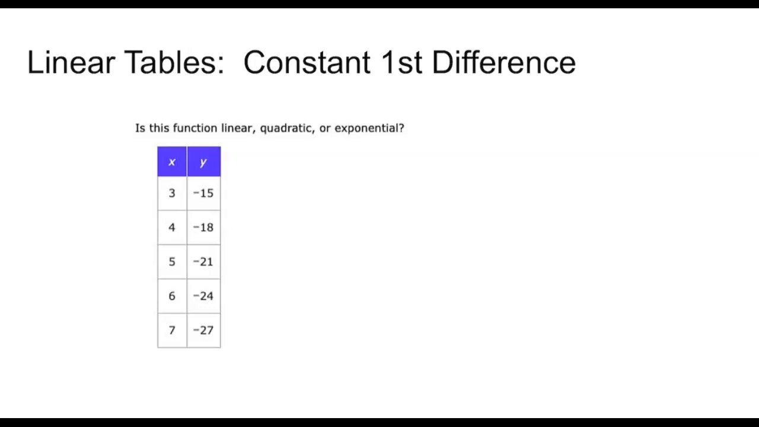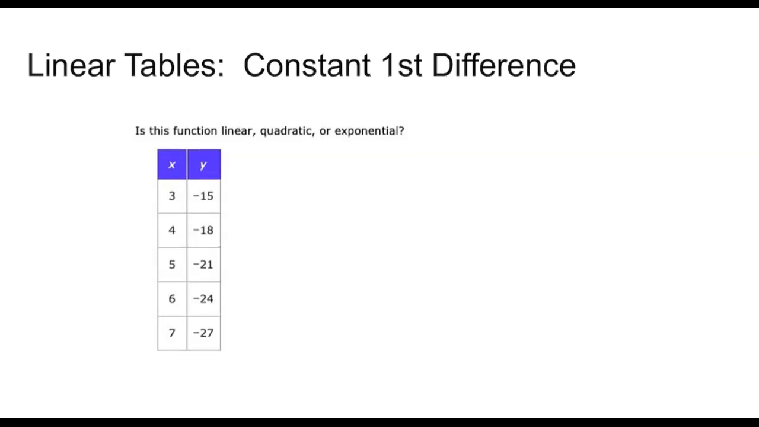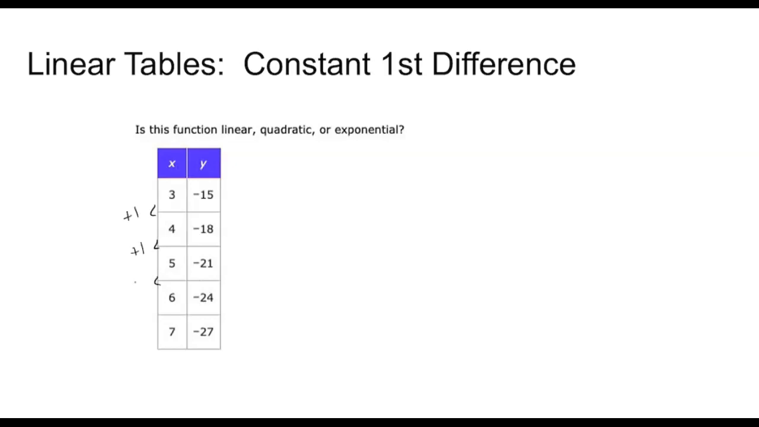So remember, linear tables, they have a constant and what we call a first difference. So if I was to look here, everything on the x is going up by 1, right? So since everything on the x is going up by 1, I'm not going to panic too much about the x side. I'm like, okay, they're good. I'm going to focus on the y. And the y values, I'm at negative 15 and now I'm going to negative 18. Well, how do I get from negative 15 to negative 18? I subtract 3.